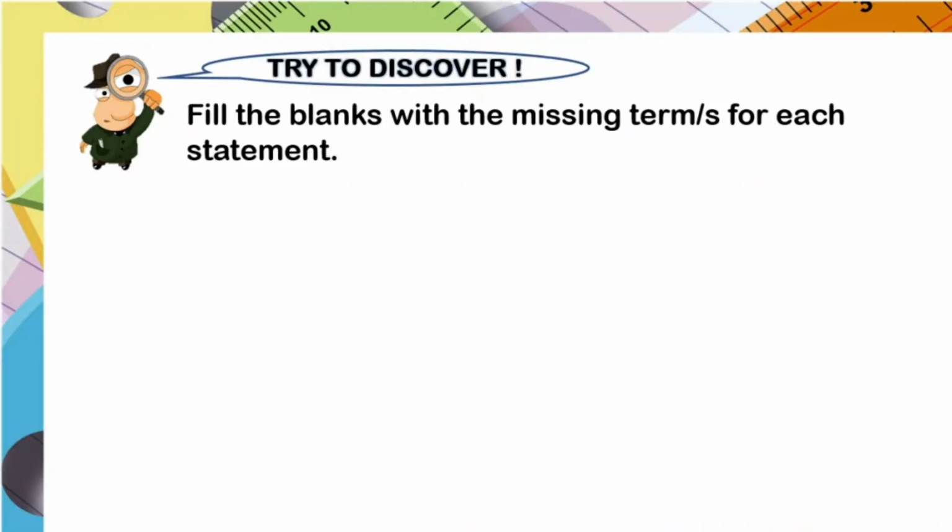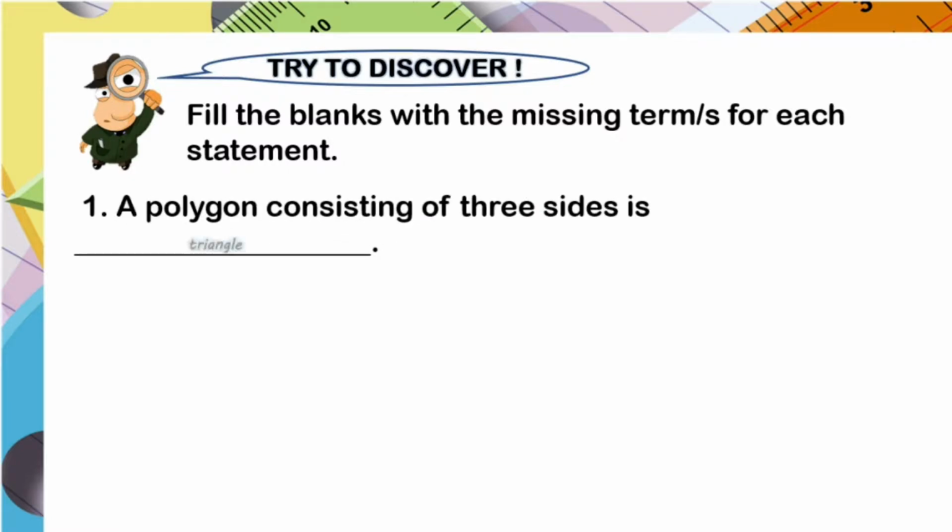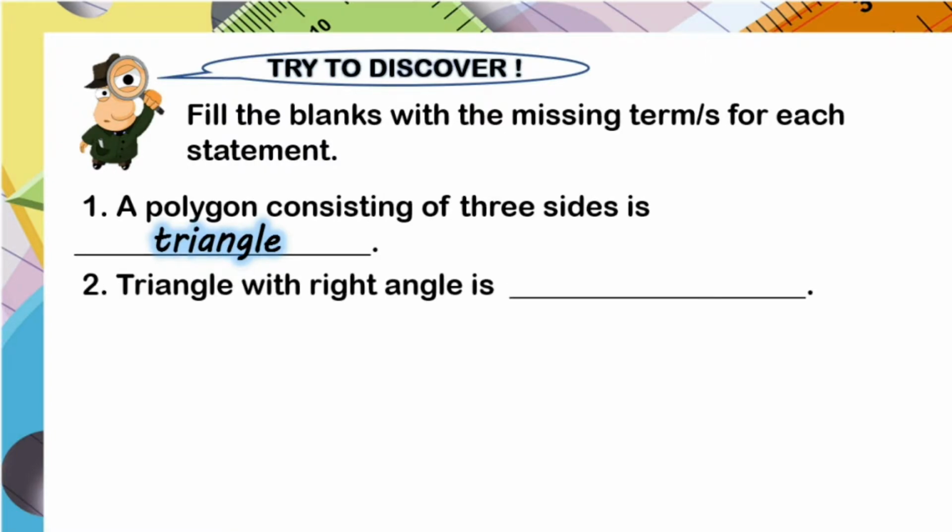Before we start our discussion, let's try to fill the blanks with the missing term or terms for each statement. In number 1, a polygon consisting of 3 sides is called. If your answer is triangle, you are correct. For the next number, a triangle with a right angle is called. Can you guess the correct answer? If your answer is right triangle, then you got the right answer.